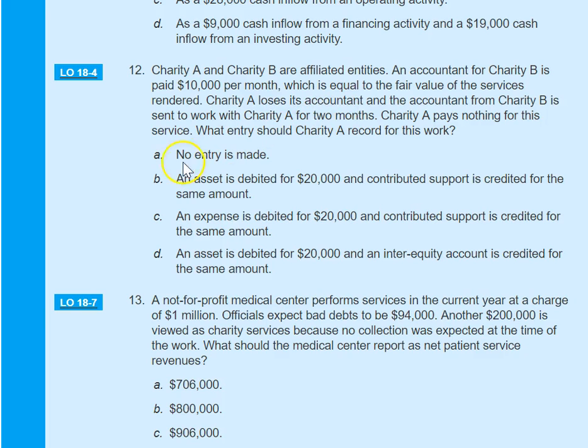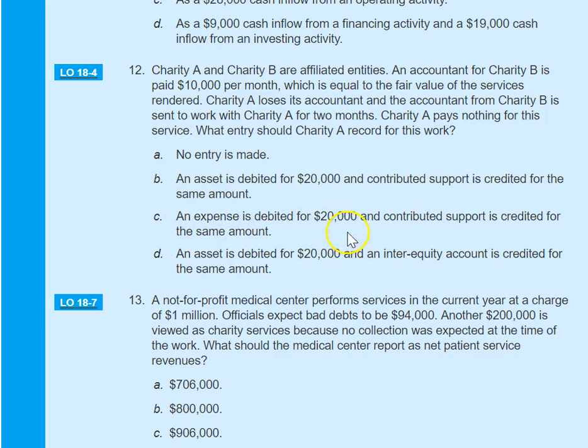And how will they record it? No entry is made? No, they have to record it. Some entry must be made. An asset is debited for 20,000 and contributor support is credited for the same amount. Yes, they need to record the contributed support, but there should not be any asset-related entries. Rather, they have to show this as an expense. This is kind of accountant salaries or service expense, but at the same time they have to record this contributed support. So number C is correct.